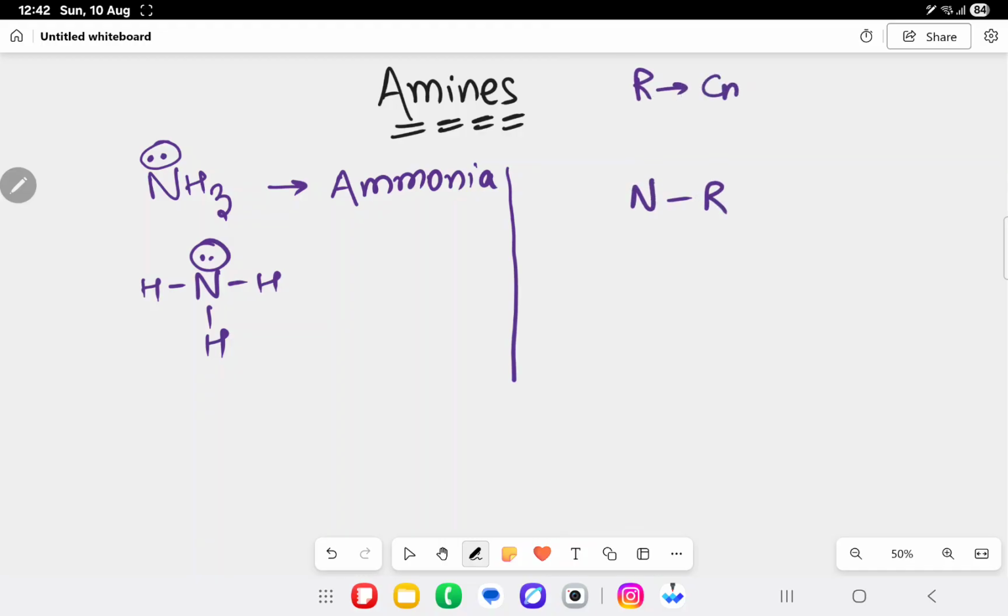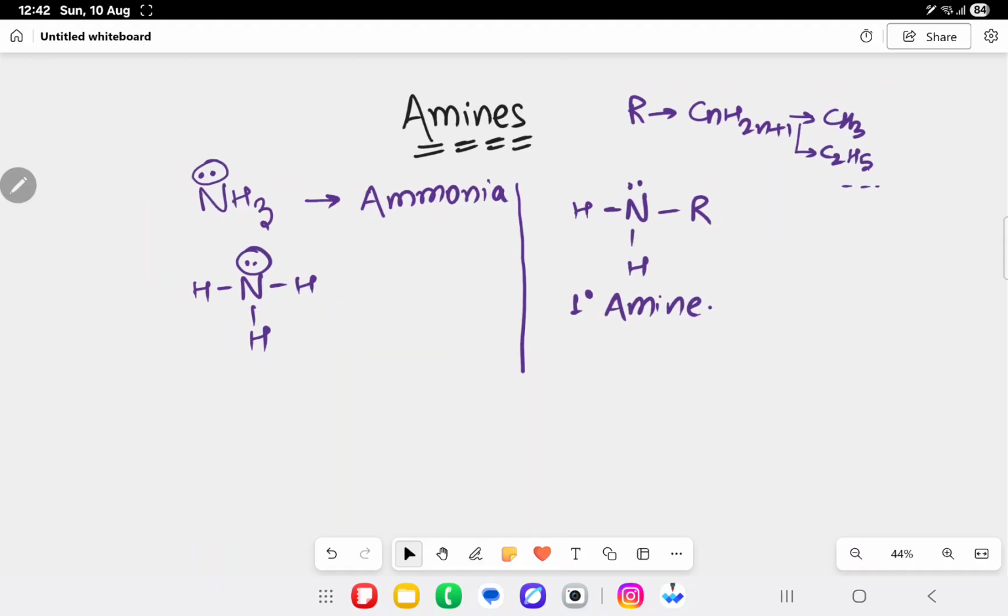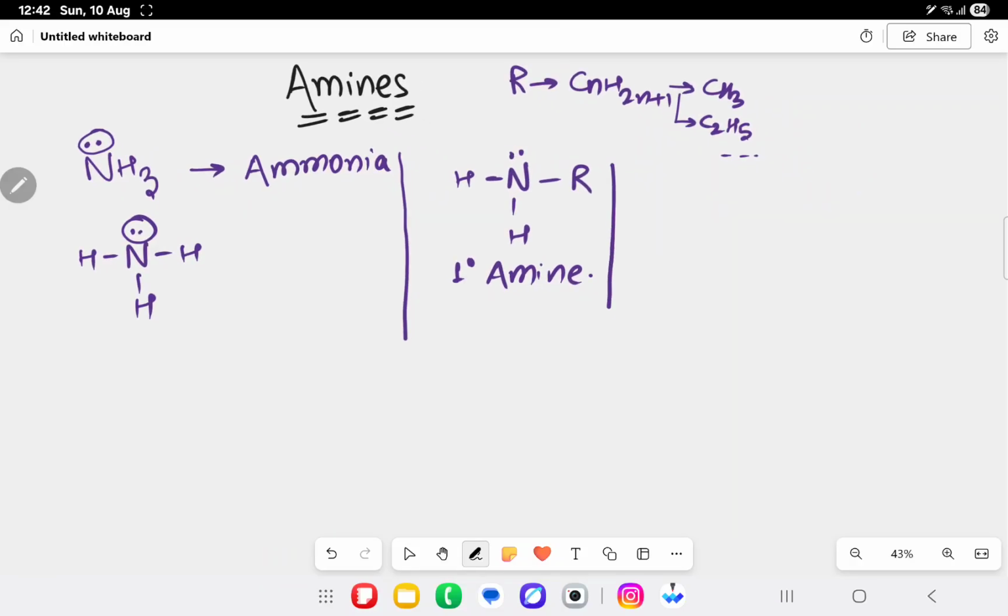Alkyl group has a general formula CnH2n plus 1. It should be CH3. It should be C2H5. One hydrogen less than alkane. Suppose you are going to remove one hydrogen and put over here one R. So this is known as 1 degree amine. In the same way, suppose you are going to remove one more hydrogen and put another alkyl group. So this will become 2 degree amine.